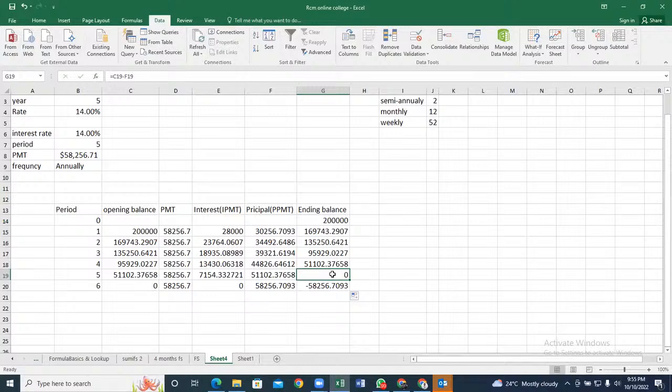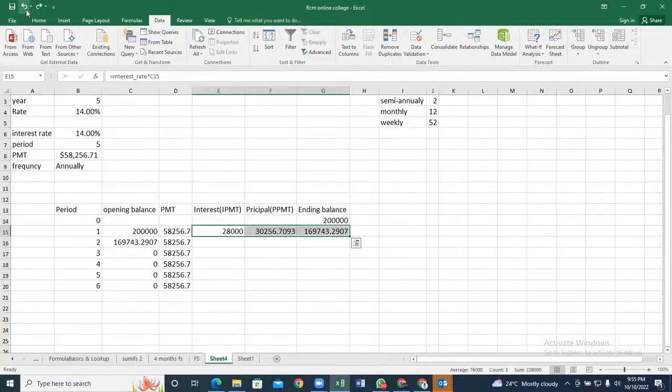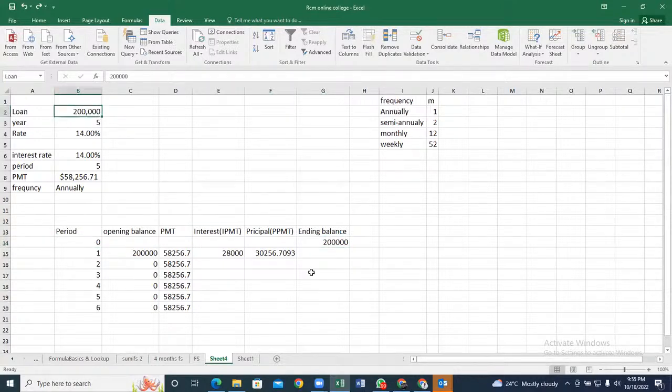Opening balance was not 0. We said in period 0, our ending balance is this. How do we get this? It is the loan amount here. That's why when you place your cursor here, it is referring to loan. That's what we have there.